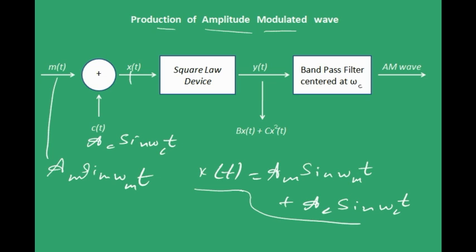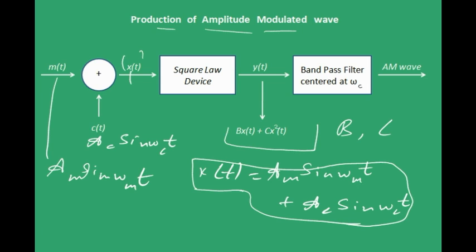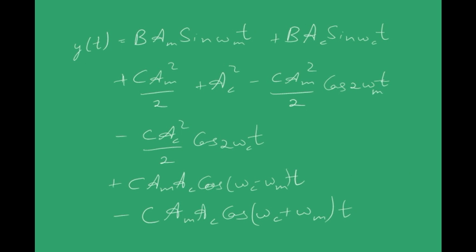Okay, a square law device is just a non-linear device which takes the input as x of t and gives the output as this one, b x of t plus c x squared, where b and c are constants. Just understand that if the input is x, you're going to get the output as bx plus cx squared, where b and c are constants. If you put this x value inside this function y, you are going to get the result as this one, this big function.